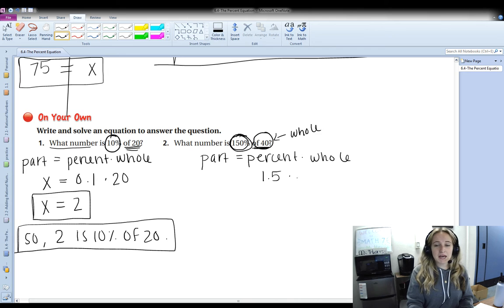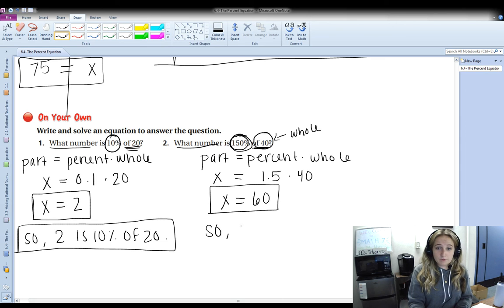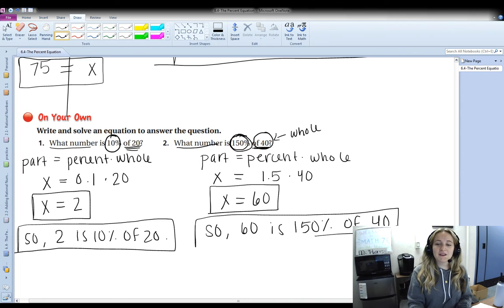Okay, so we're going to go times 40 equals, we don't know the part because it says what number. So we're going to represent it with x. So now to solve for x, we literally just do 1.5 times 40, and that is going to give me 60. Okay, so let's write, so 60 is 150% of 40. Okay, so these were just practicing finding the parts.